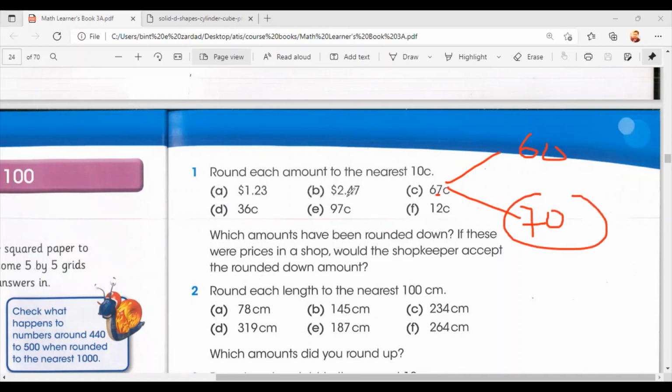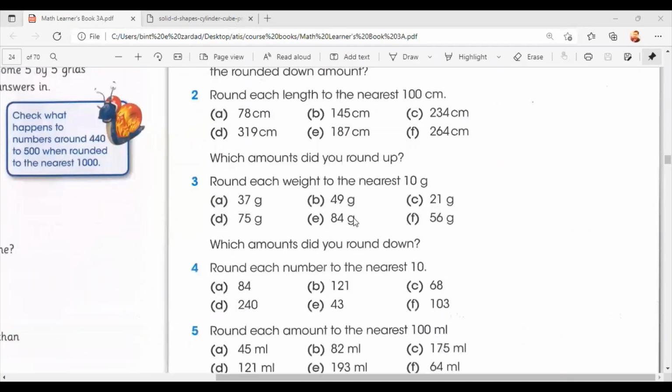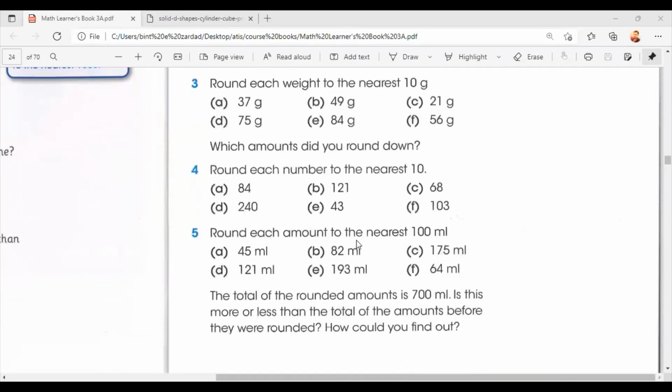And if we have more than 3 digits, the third one you write as it is. Okay, no need to concern this. We are talking about tens, nearest tens. Okay, next question about nearest 100. Round each amount to the nearest 100. The same rule, but we are adding the 0.